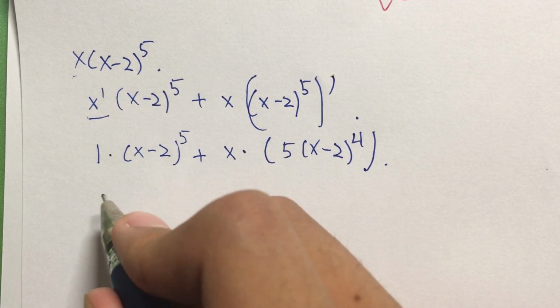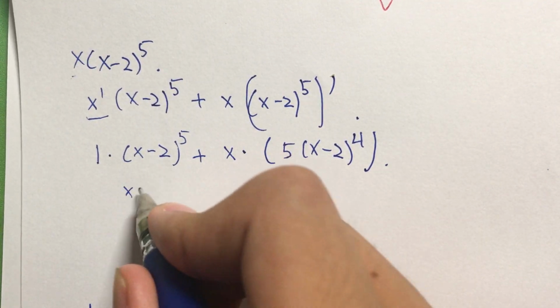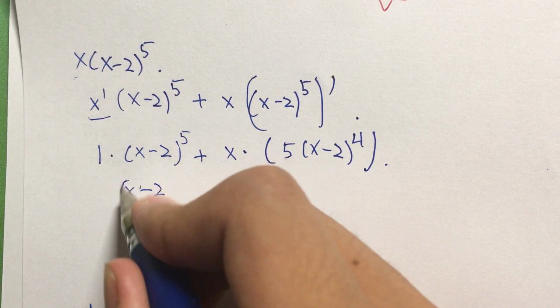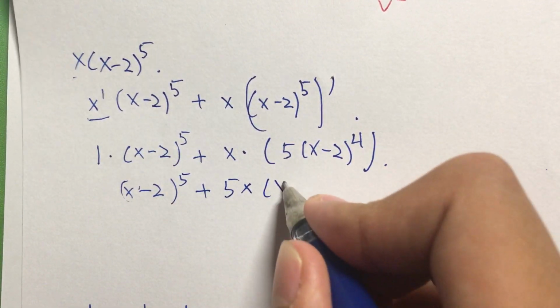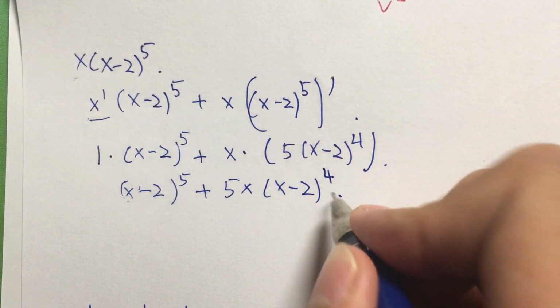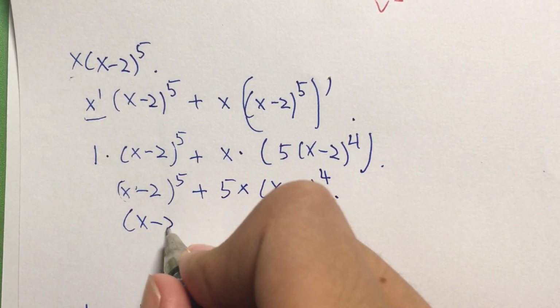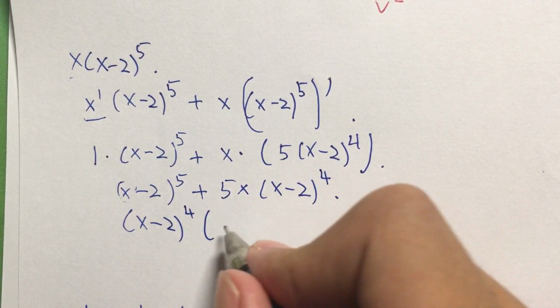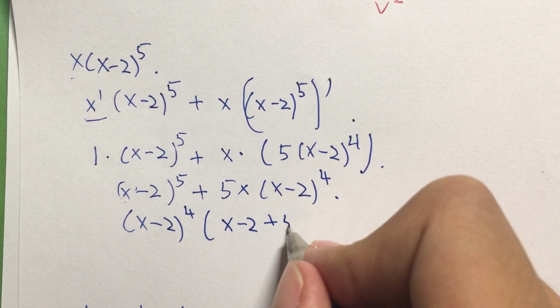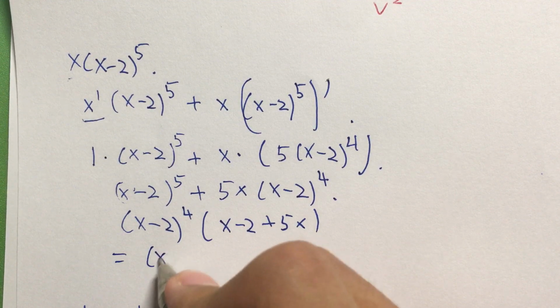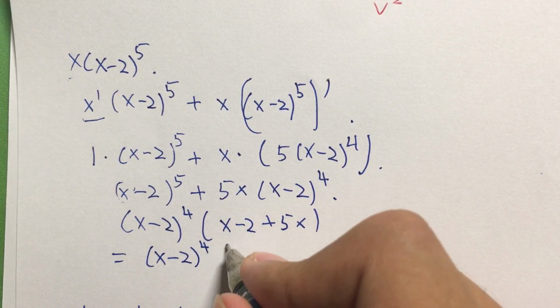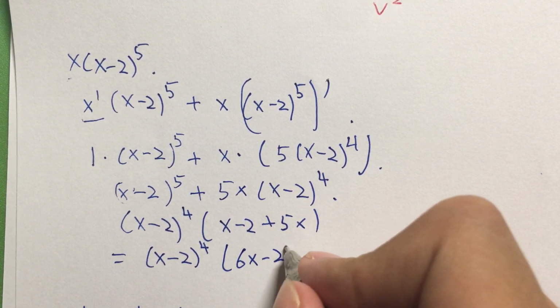Now we simplify it, which becomes (x minus 2) to the power of 5 plus 5x times (x minus 2) to the power of 4, which is (x minus 2) to the power of 4 times (x minus 2 plus 5x). And this is equal to (x minus 2) to the power of 4 times (6x minus 2).